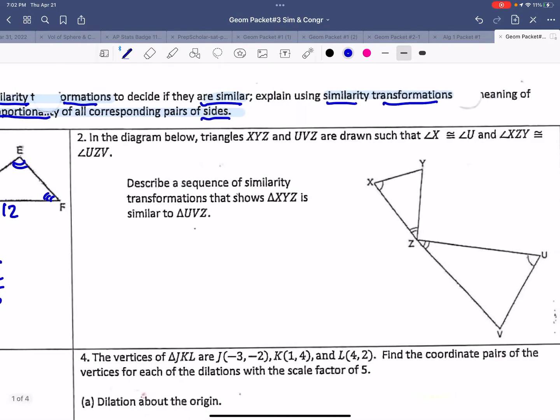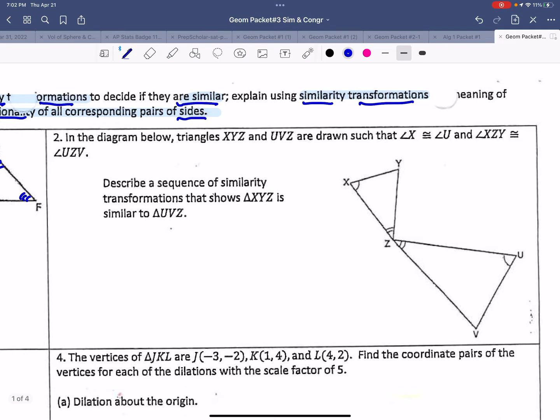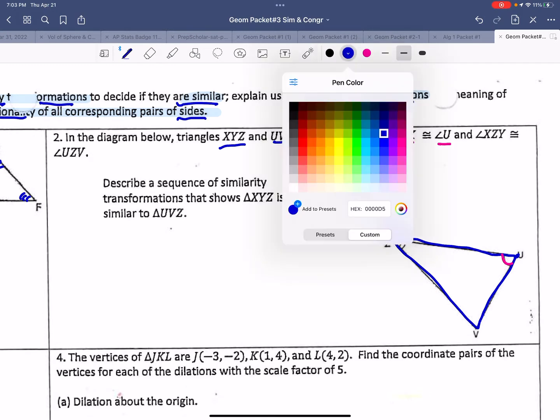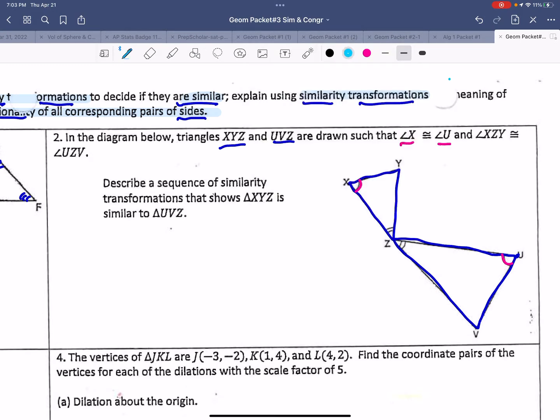Voila. Question number 2. In the diagram, this triangle and this triangle are drawn such that angle X is congruent to angle U, and angle XZY, this angle, is congruent to that angle. Okay, so they not only put them in the problem, but they also showed it in the picture. So that was nice. They took kind of a step out for us. Now it says, describe a sequence of similarity transformations that would get one on top of the other.